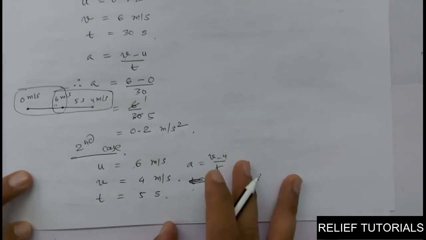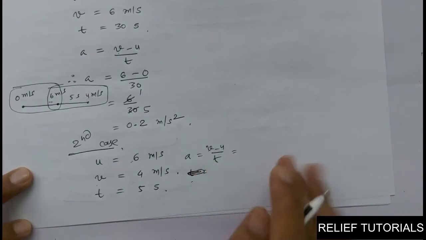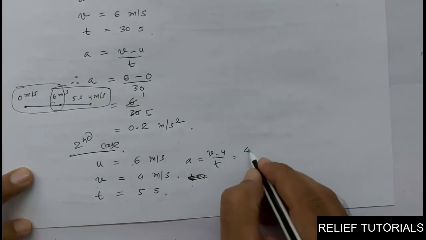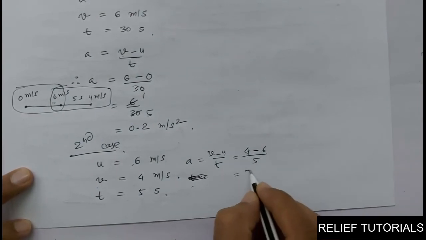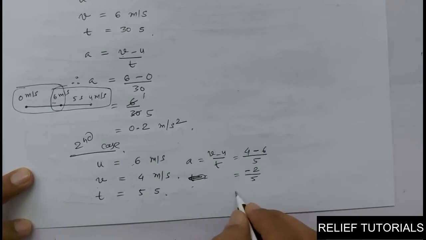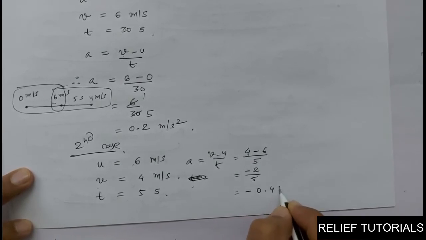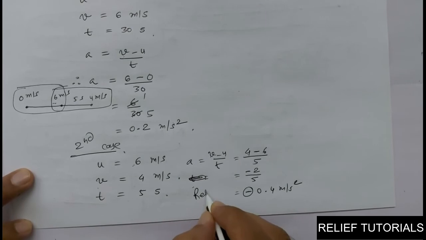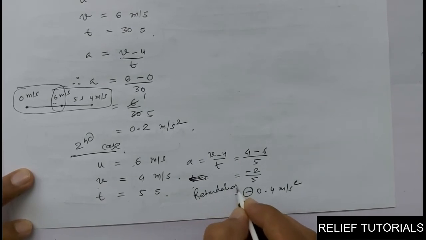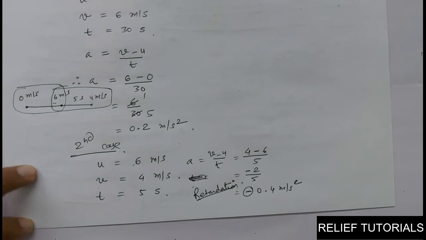So a is equal to, put the values and find the answer. v minus u. What is v here? v is 4, minus u is 6, upon time is 5. So it is 4 minus 6, minus 2 by 5. So it is about minus 0.4 meter per second square. Here the minus sign indicates retardation. Retardation of 0.4 meter per second square is produced. Is that clear? So this is all about the simple application of formula.